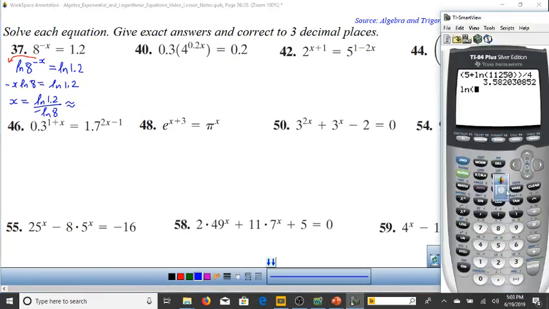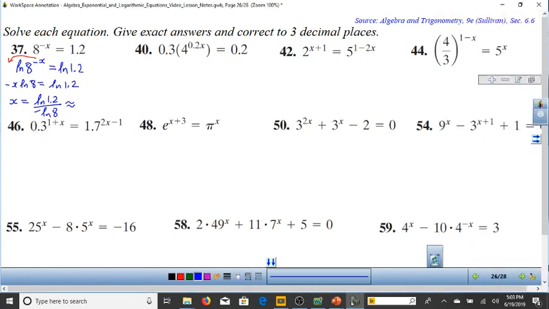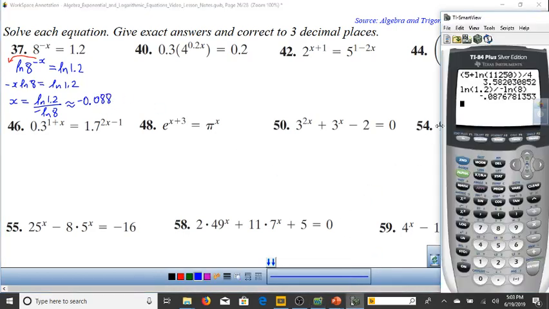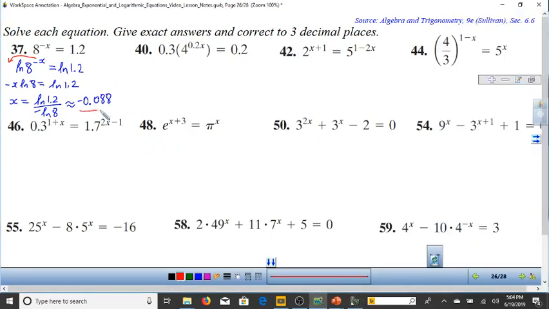So ln of 1.2, close parentheses, divide by negative ln of 8, close parentheses, equals negative 0.0876. So to 3 decimal places, negative 0.088. Just approximate. And I'll leave you to check that answer. Let's move on to the next one.